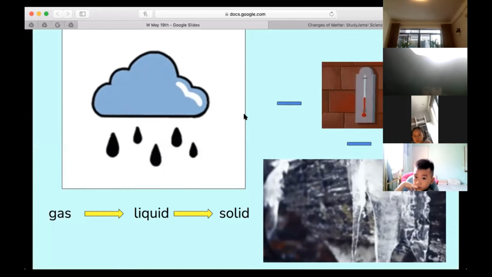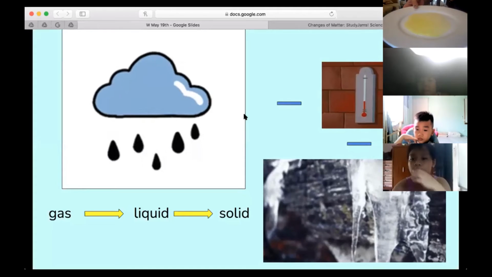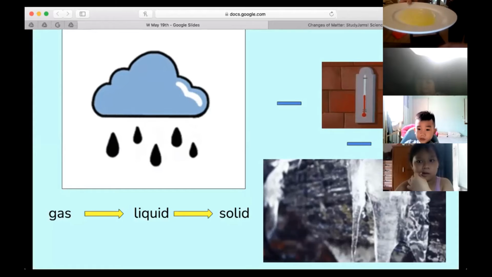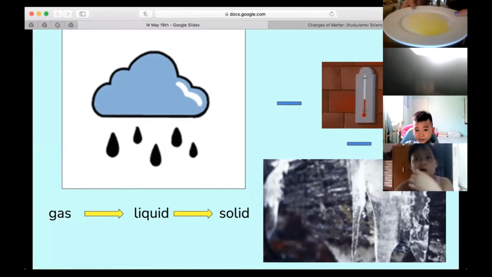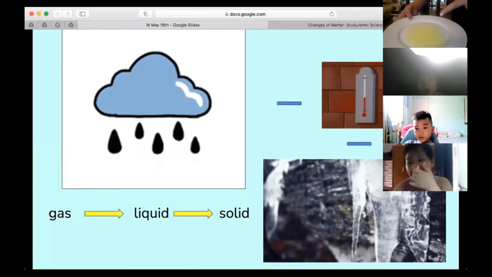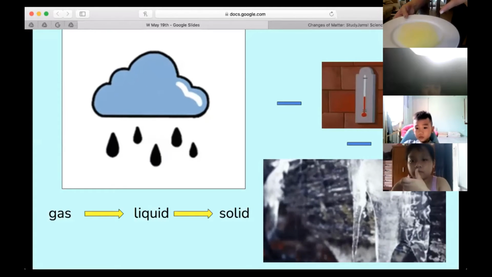Oh, it's melted. Here is my butter. Oh my God, I want to eat. It looks good. Is it still butter, everybody? Is this still butter? Yes. What state of matter is it?